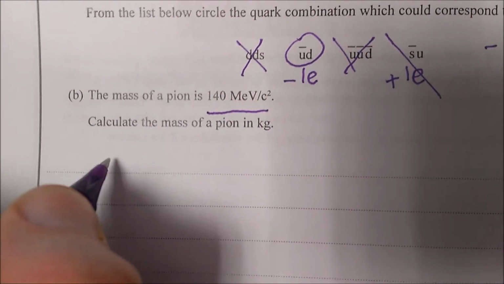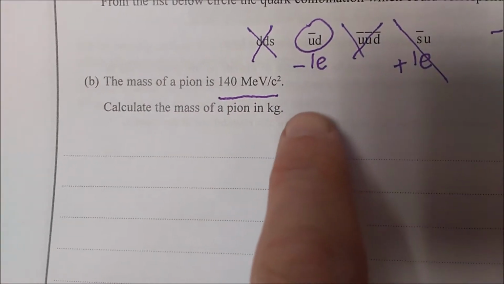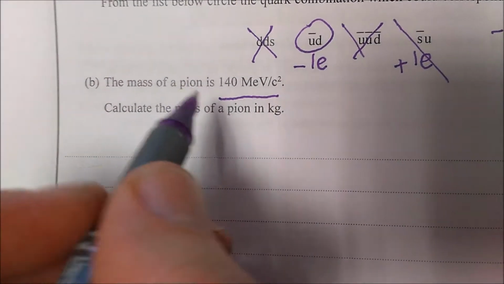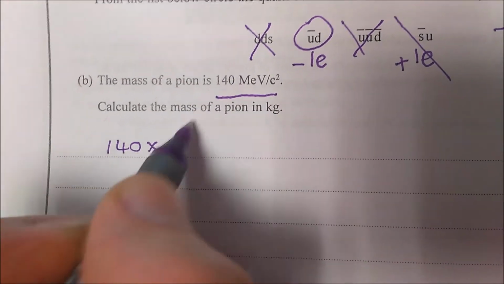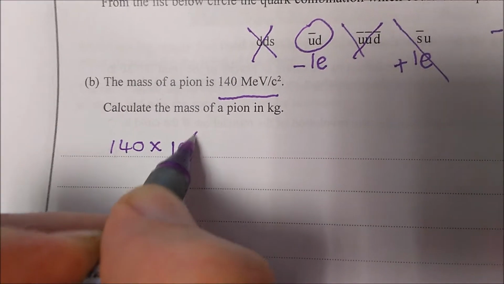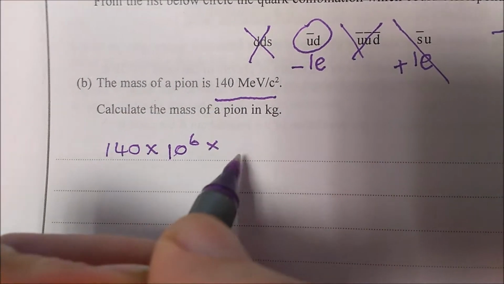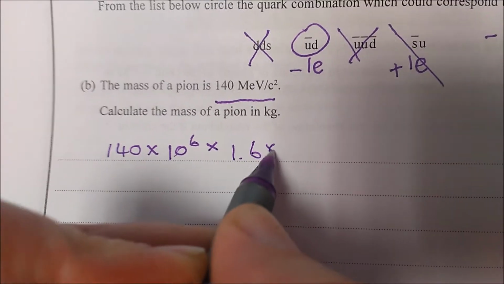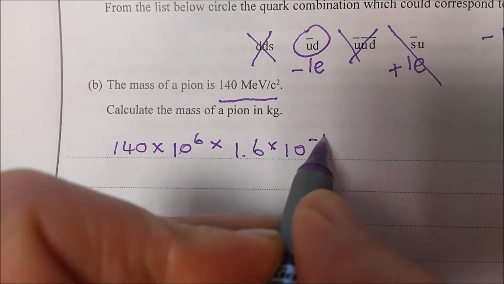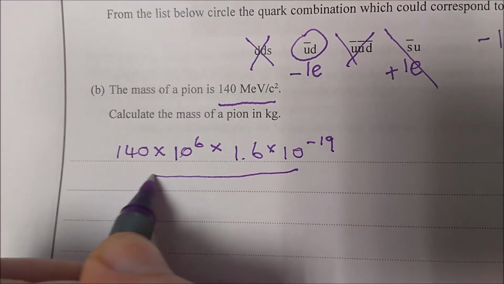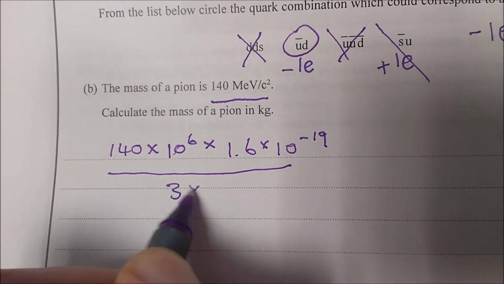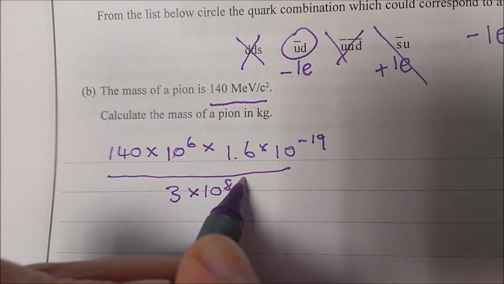Each of you will use a slightly different technique. The quick technique is just to recognise that you have to take 140, where you've got the mega, that's times by 10 to the 6. Where you've got E, that's times by 1.6 times 10 to the -19, and then you're dividing by c squared, so divided by 3 times 10 to the 8 squared.